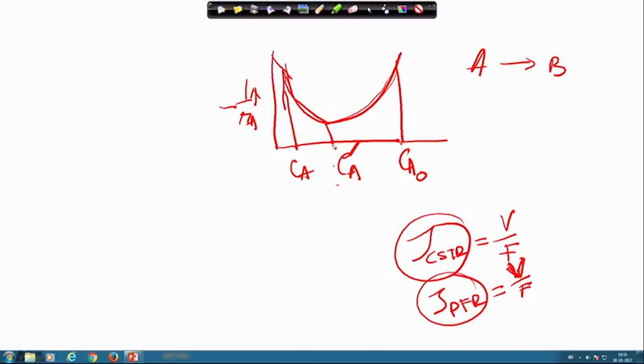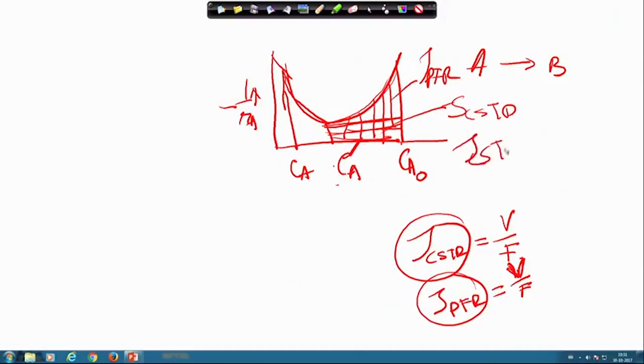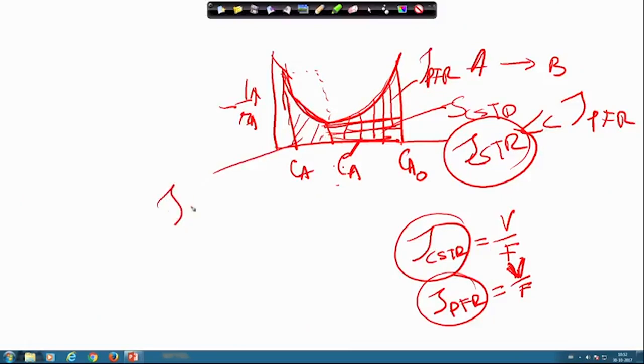Now, when C A 0 is converted to C A, the area under this curve is equal to tau CSTR, am I right? But the area under this curve is tau plug flow reactor. So, obviously, tau CSTR here is much less compared to tau plug flow reactor. So, what is our selection for this type of reaction? Our selection goes to CSTR. But here it is something reverse. Here you see, when C A dash to C A, the area under this curve will be tau plug flow reactor. But when you go for the CSTR, this is tau CSTR. So, naturally this is much less compared to tau CSTR.